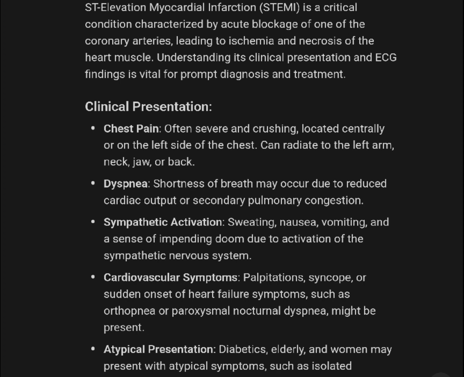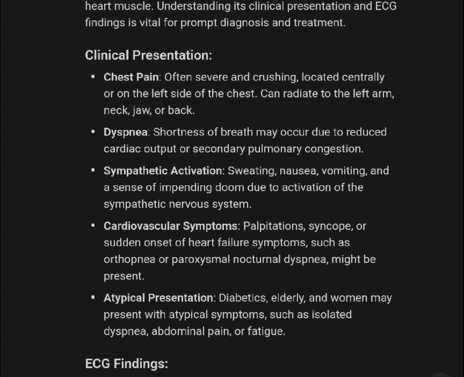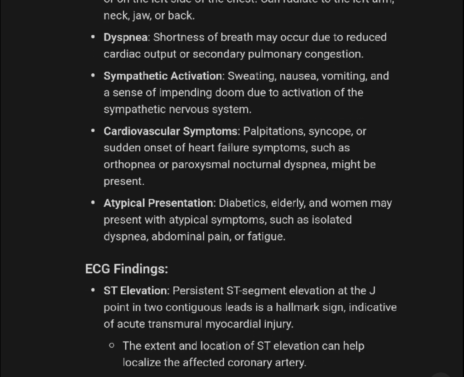Clinical presentation: chest pain, often severe and crushing, located centrally or on the left side of the chest, which can radiate to the left arm, neck, jaw, or back. Dyspnea, or shortness of breath, may occur due to reduced cardiac output or secondary pulmonary congestion. Sympathetic activation causes sweating, nausea, vomiting, and a sense of impending doom.